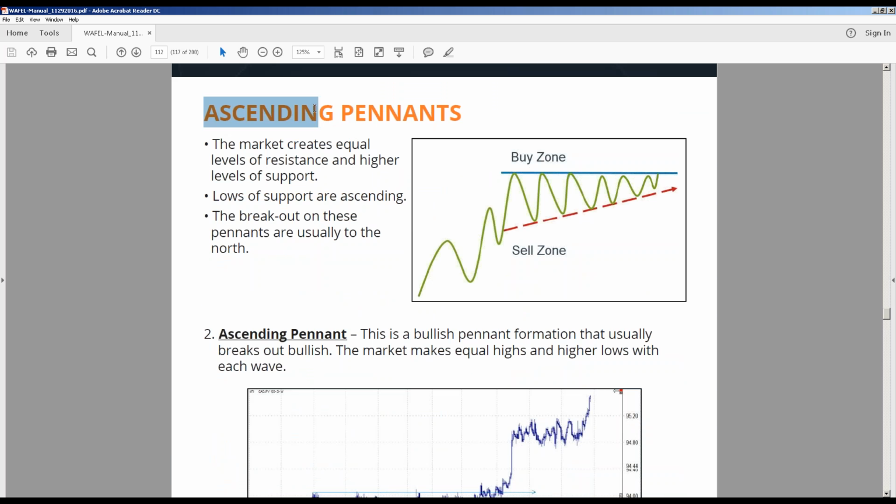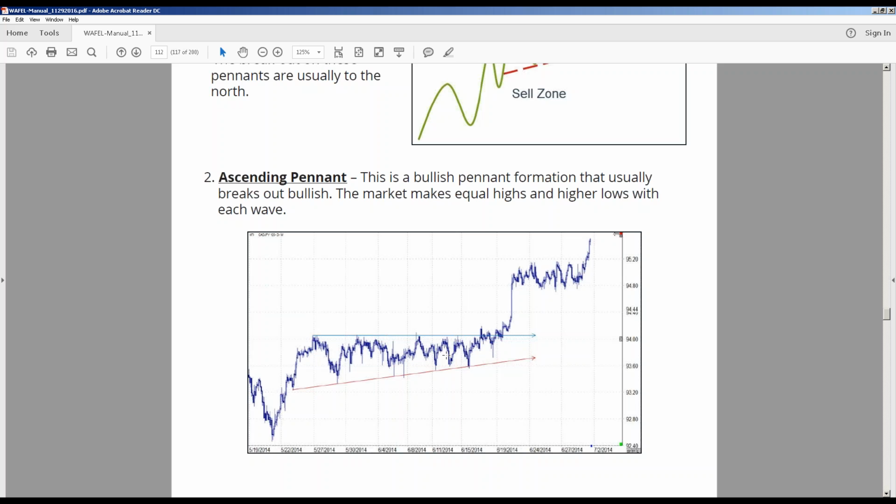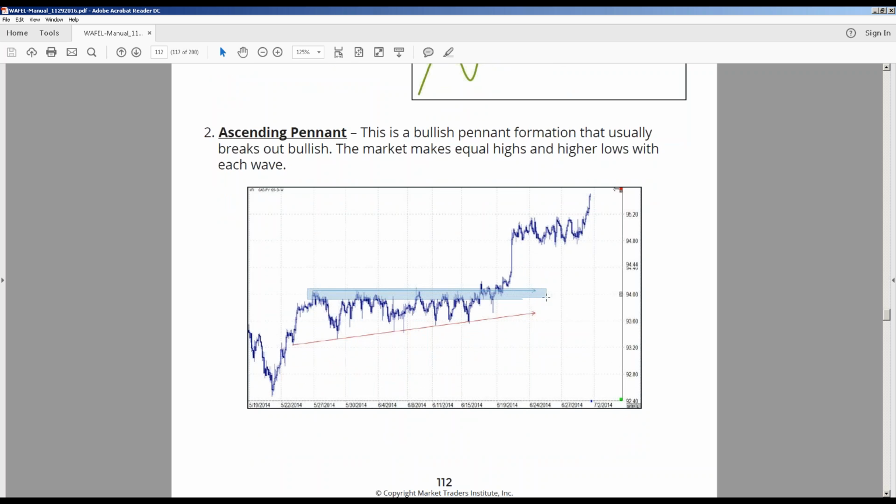Then you get to an ascending pennant, also known as an ascending triangle. The market creates equal levels of support or resistance and higher levels of support. So it's got higher lows, but it's got a flat top. And the breakouts on these pennants are usually to the north. Here's an example of an ascending pennant. We've got a flat top. There we go. And we've got higher lows.